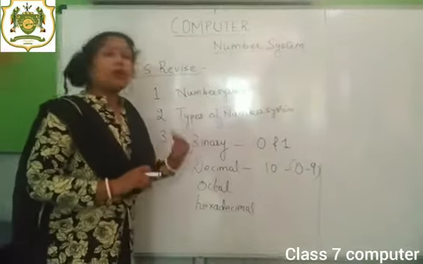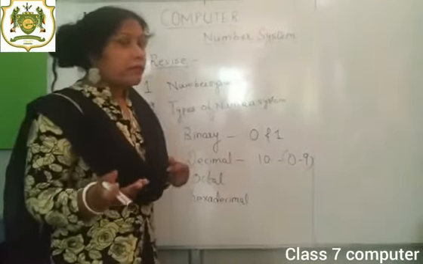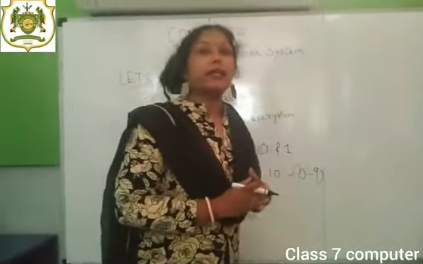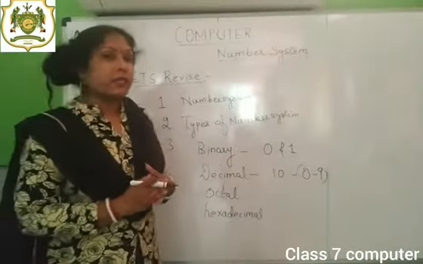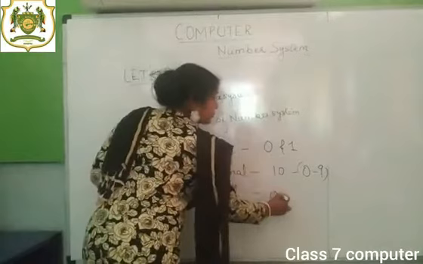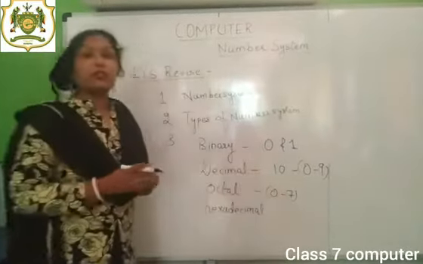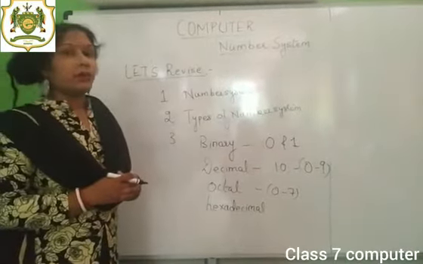Then we have seen the octal number system. Octal number system, by the name specifies, contains a total of 8 digits. That means from 0 to 7. 0 to 7 is the octal number system.